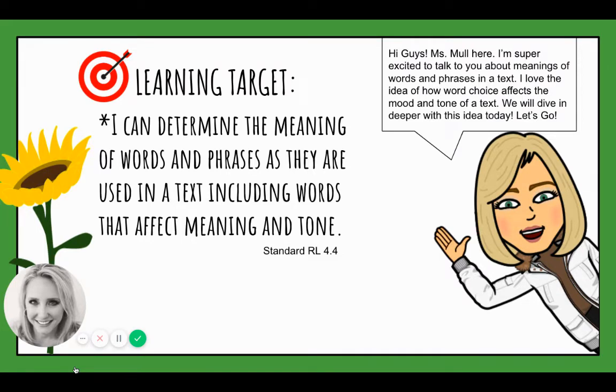If we were together in class, we would be saying this standard out loud. So every time I come to you, that is what I want you to do, because it is really critical to own what you are learning. Our learning target is from standard RL 4.4. It is, I can determine the meaning of words and phrases as they are used in a text, including words that affect the meaning and the tone.